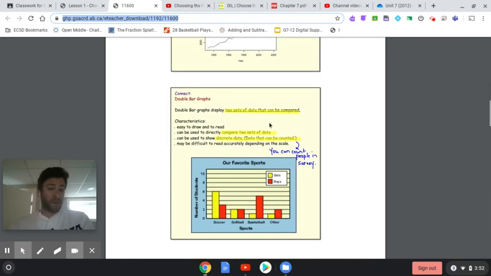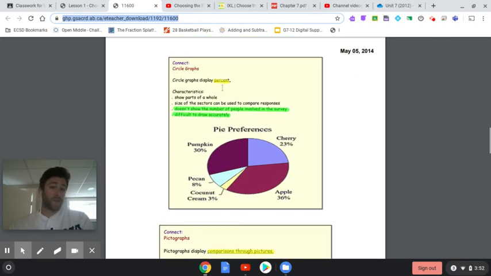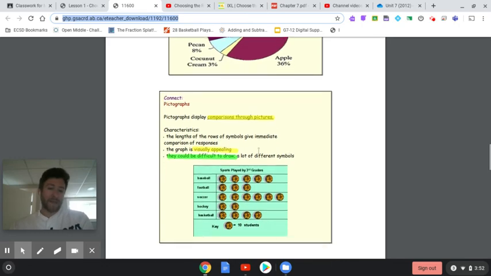Double bar graphs compare two sets of data, which we've kind of discussed already. They show discrete data. And again, you can see that I grabbed that one from there. Circle graphs show percent. So it's nice to be able to see the big size of the sector so you can see and compare what kind of pie people like best. And pictographs.